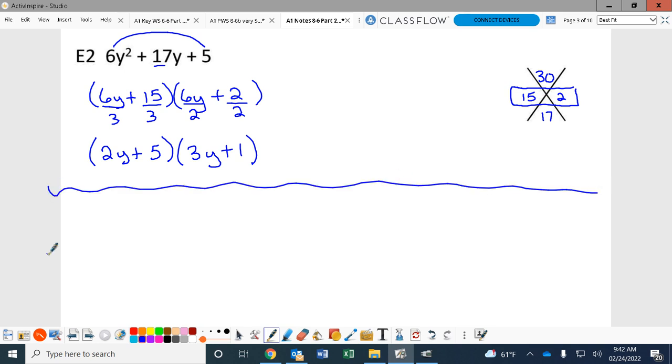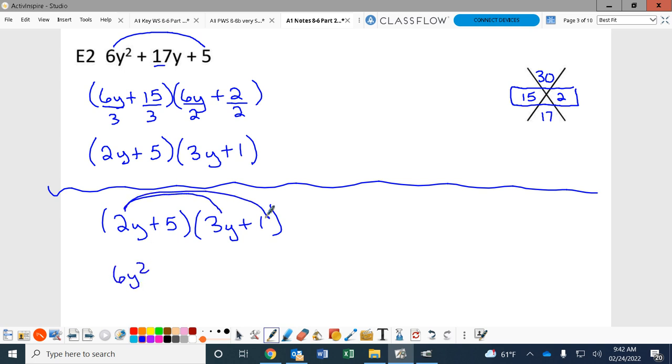Guys, if we take these two binomials, 2y plus 5 and 3y plus 1, and I multiply this together by foiling, first, that'd be 6y squared. Outer, that'd be plus 2y. Inner, that'd be plus 15y. And the last, that'd be plus 5. And then I combine the like terms in the middle. That would give me 6y squared plus 17y plus 5.